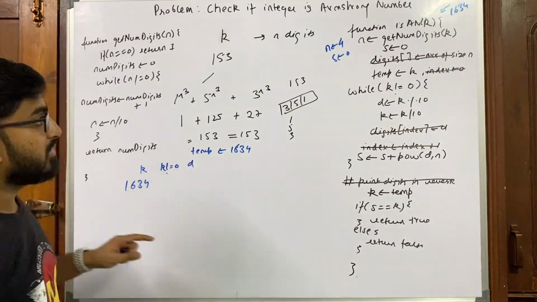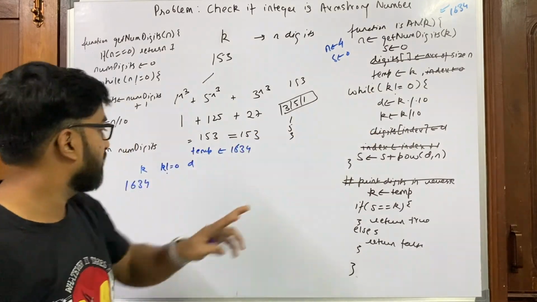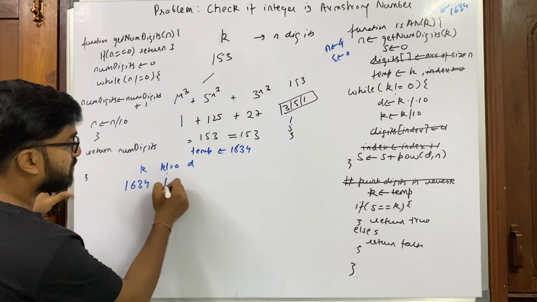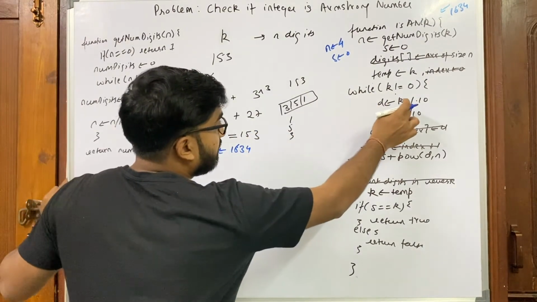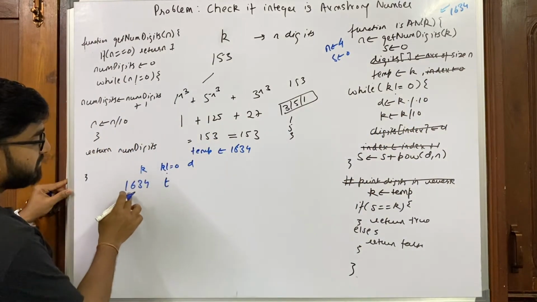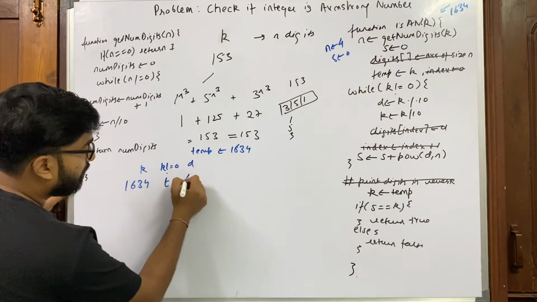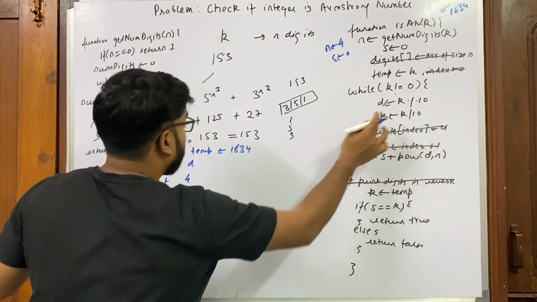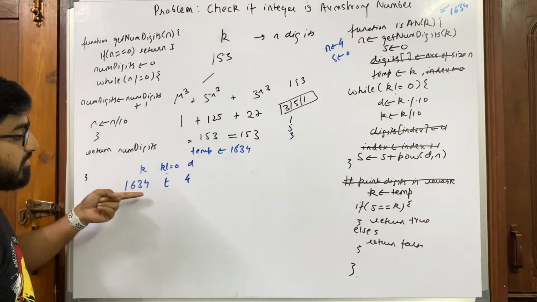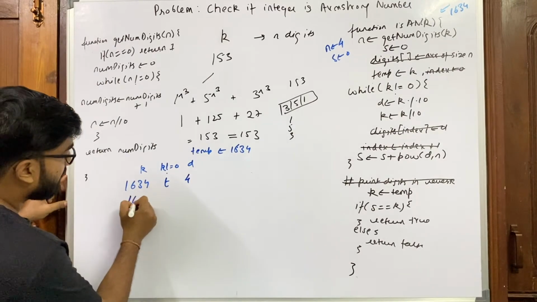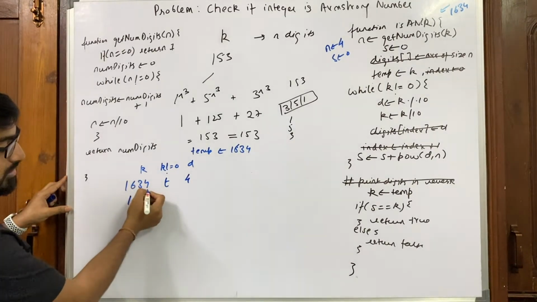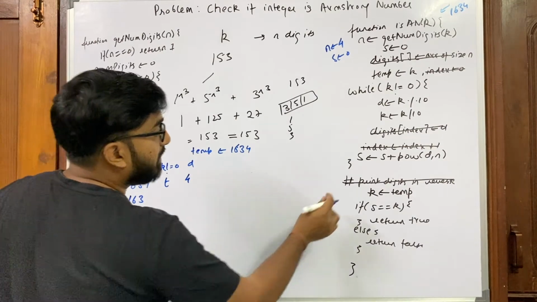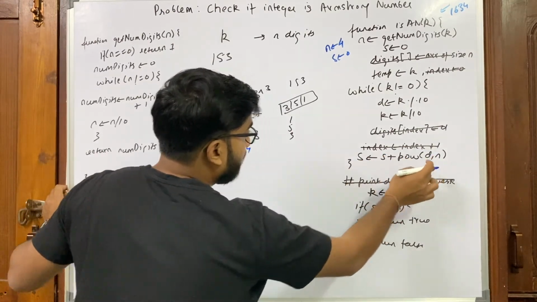Then I have d. We start here with this while loop, k not equal to 0, 1634 is not equal to 0 is true. So d is k percent 10, which is 1634 percent 10, which gives you 4. Then you do k is equal to k divided by 10. This is integer division by 10. So integer division of 1634 by 10 gives you 163. It gives you the quotient. You miss out the remainder, so you get 163. Then you do s is equal to s plus power d to the power n.